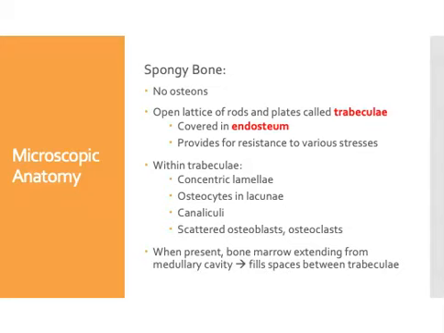Now, when you're looking at a long bone that has both compact bone and spongy bone, as well as a medullary cavity in the diaphysis, if there's bone marrow present in that medullary cavity, the marrow will extend into the spaces that are in the spongy bone. It will actually come up and fill in the spaces around each of the trabeculae.